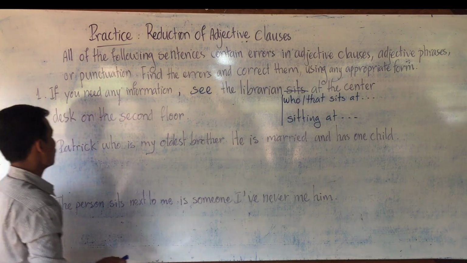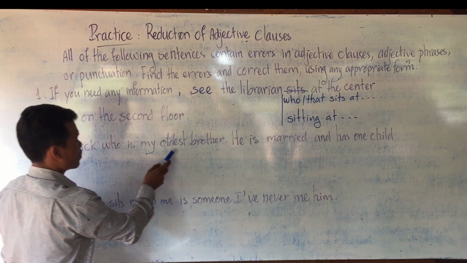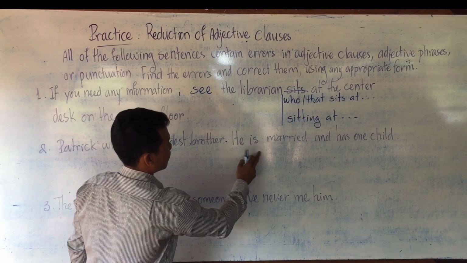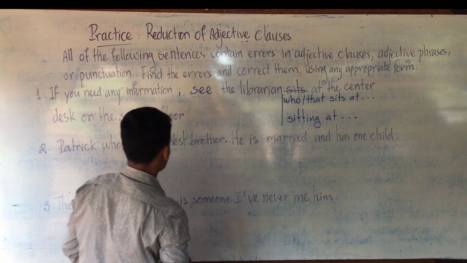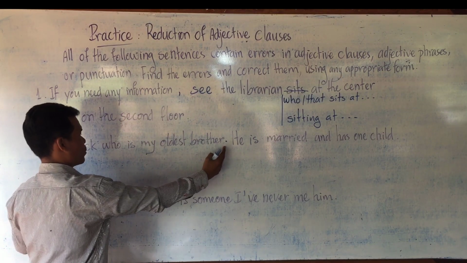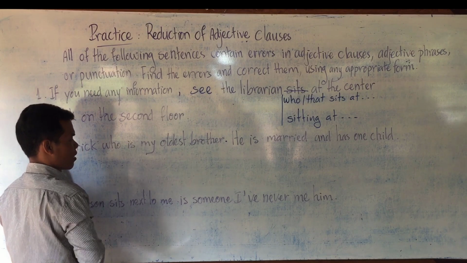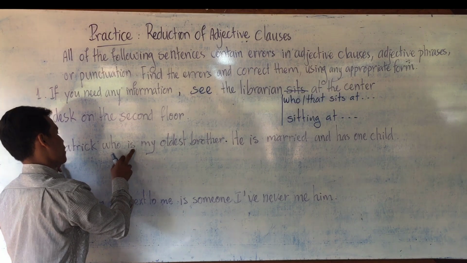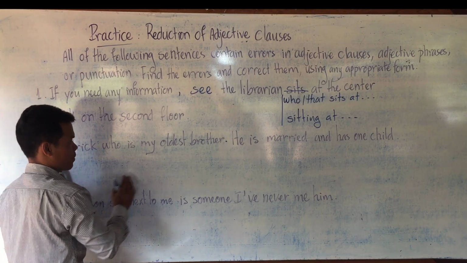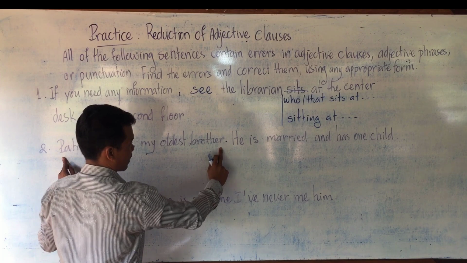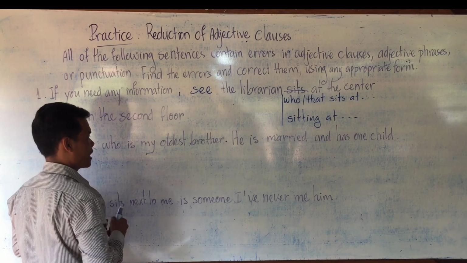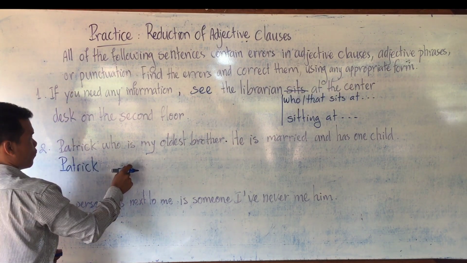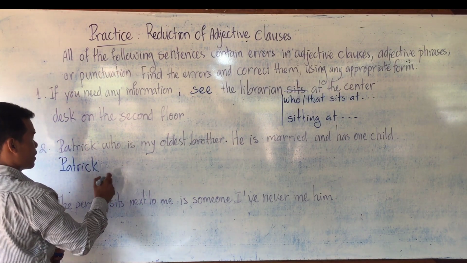Number 2: Patrick, who is my older brother, and then full stop. He is married and has 1 child. From Patrick to my brother here is not a sentence, because who is a relative pronoun, and then it is the verb of who, and Patrick has no verb. Then it is only a phrase. Then these 2 must be combined into one. Then we can write Patrick. We have 2 ways in order to correct this one.